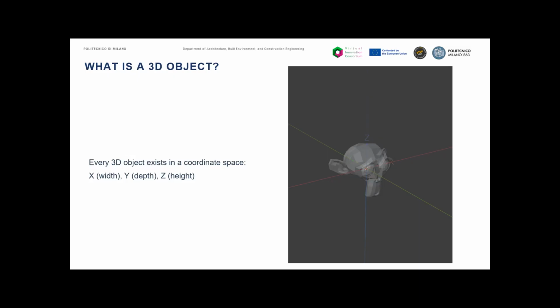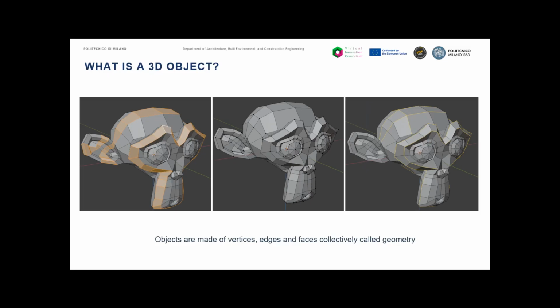By understanding this coordinate framework, and how objects are positioned and oriented through transformation matrices, you have the main starting point for working effectively in any 3D context. But still, what is a 3D object?